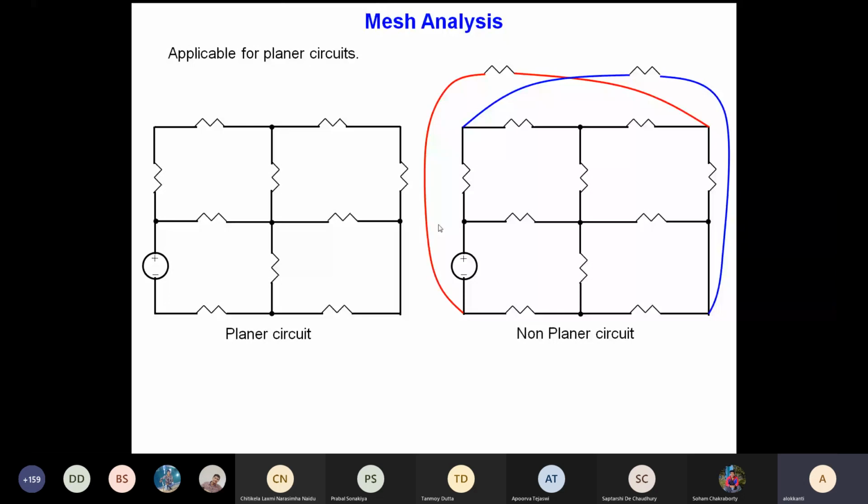So we got a non-planar circuit. And if it is a non-planar circuit, this mesh analysis cannot be done. So in this course, we are not concerned about these non-planar circuit elements. We are only bothered about the planar circuit.